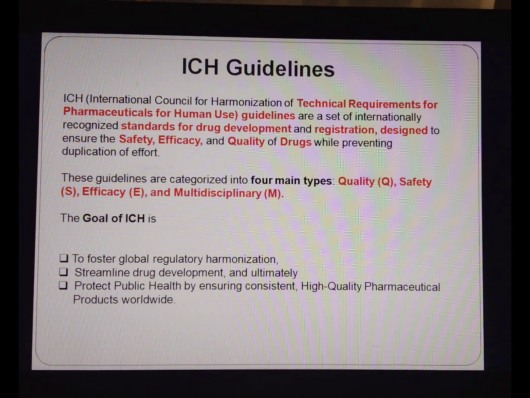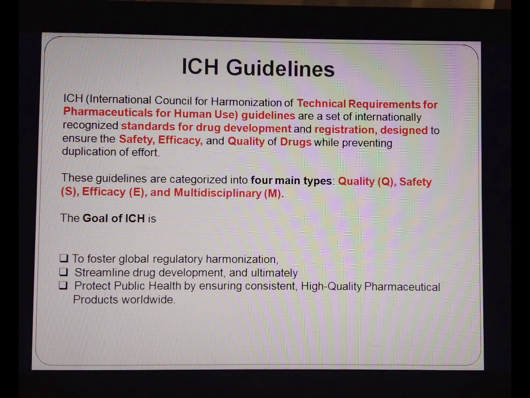These guidelines are categorized into four main types: quality, safety, efficacy, and multidisciplinary. The goal of ICH: to foster global regulatory harmonization, streamline drug development, and ultimately protect public health by ensuring consistent, high quality pharmaceutical product worldwide.